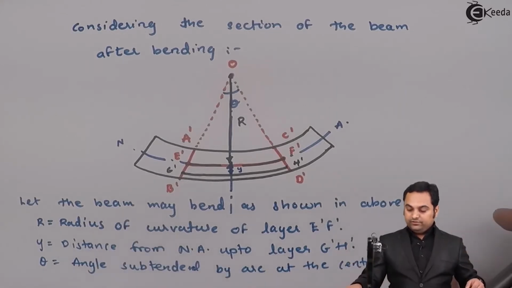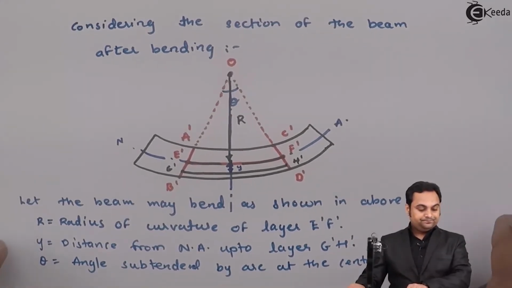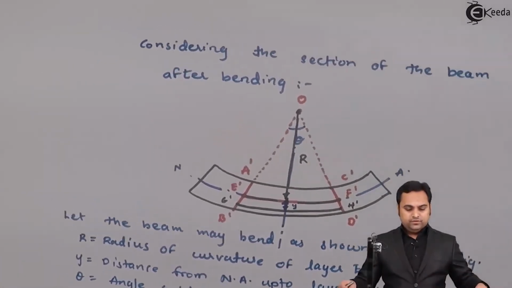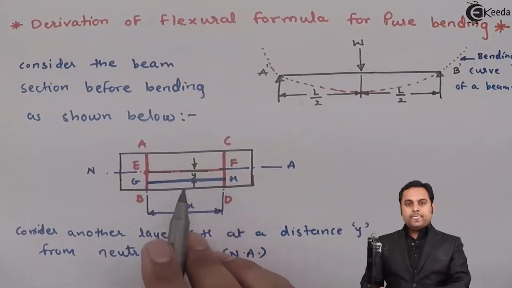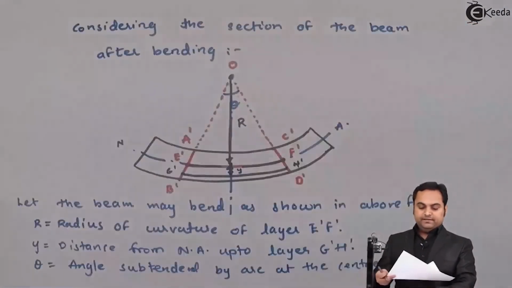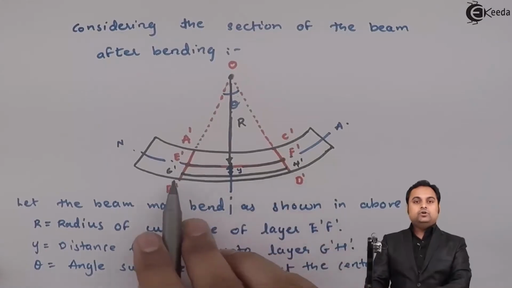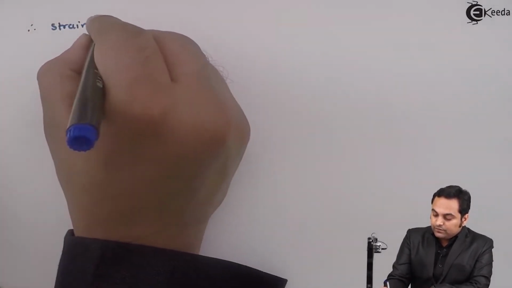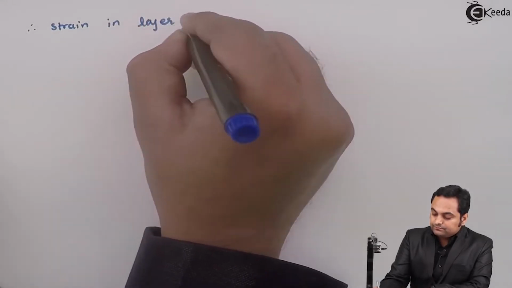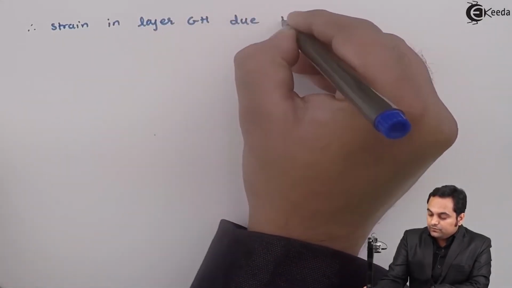Now, after giving the notations, the next thing is this. We can see that previously this layer GH was straight, but after the load has been applied, that layer is bent, so the shape of this layer has changed. When the shape has changed, there is strain in that layer. Therefore, strain in layer GH due to bending.